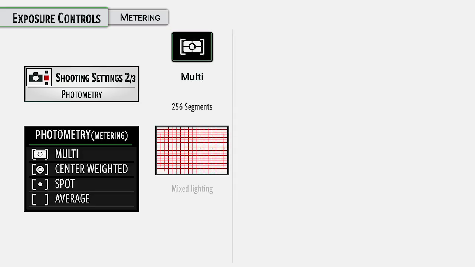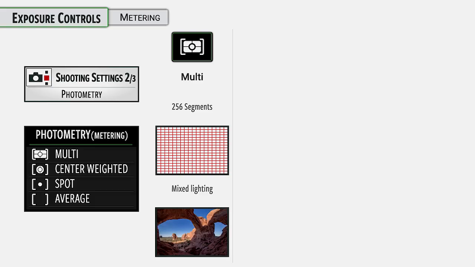This is where the camera breaks the scene up into 256 areas, and it can really work well with bright areas and dark areas and kind of get you a nice middle ground, proper exposure. It's not perfect, but it's probably the best of the options.